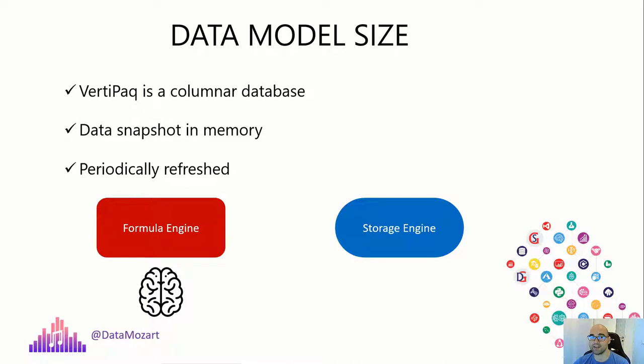It translates DAX to a specific query plan, and that query plan consists of different physical operations such as joins, filtering conditions, aggregations, and so on. On the other hand, Storage Engine represents the muscles of Power BI, as it literally physically goes through the data stored in the tabular model. So if Storage Engine needs to dig through massive amounts of data, it would obviously need more time and resources.